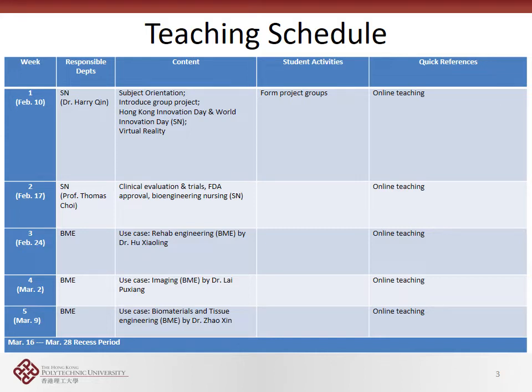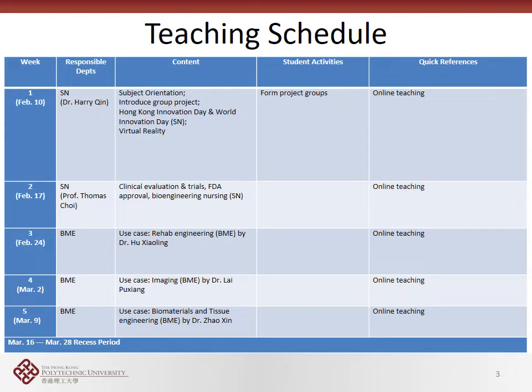And following that, in this lecture, I will introduce the basic concepts and principles of a very important topic in healthcare innovation, virtual reality, and its application in computer-assisted surgery. In the second week, as mentioned, Professor Thomas Choi will introduce the issues on clinical evaluation and trials, FDA approval, and bioengineering nursing.